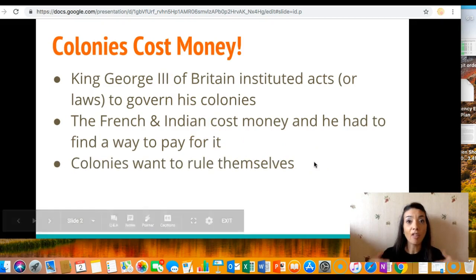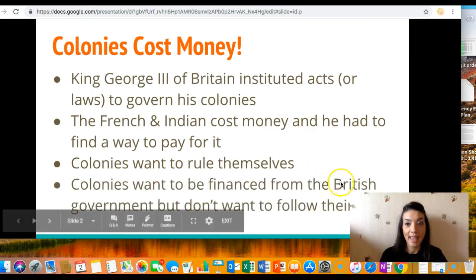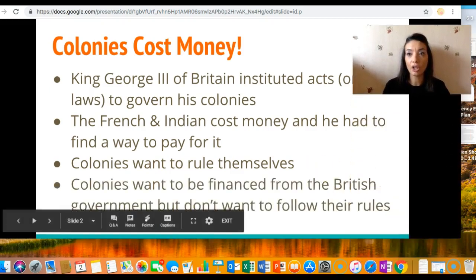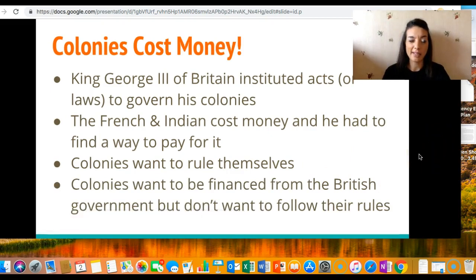Now, another part of this story is that the colonists wanted to rule themselves. So while they're an English colony, they don't want to listen to King George. Okay, and the colonies wanted to be financed by the British government, but they didn't want to follow their rules. So they want to be able to use British money to protect them, say, against Native American raids. That's just one example. But they didn't want to have to listen to King George.